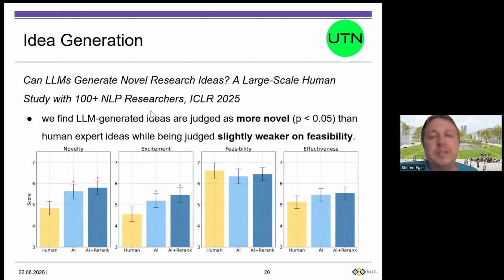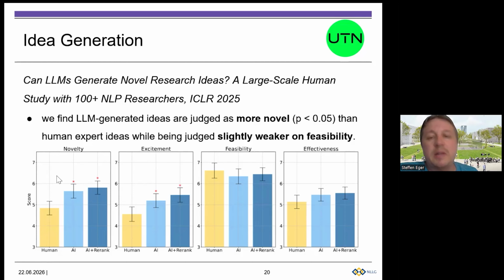So here's an overview in figures of what they found. So basically, they had humans generate ideas, or humans were asked to provide ideas on specific topics, and LLMs were also asked to provide ideas on specific topics. And then they had a lot of expert evaluators that were judging the ideas along the dimensions novelty, excitement, feasibility, and effectiveness.